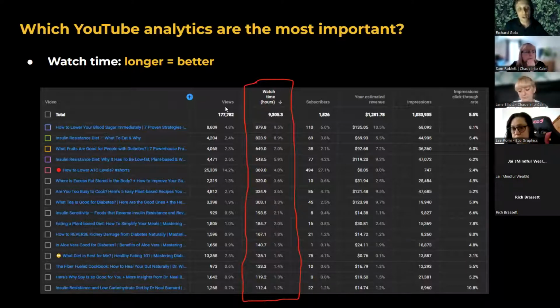The second thing is the views. So what type of videos are bringing us the highest watch time, and what type of videos are bringing us the highest views. These are 2 indicators that we have to look into.